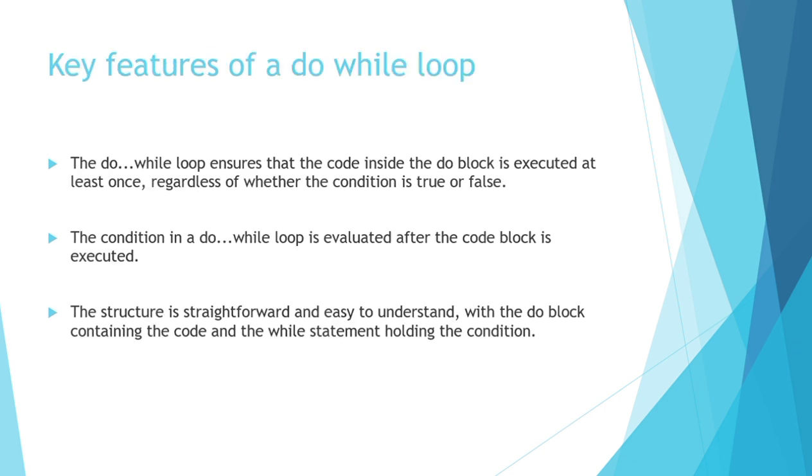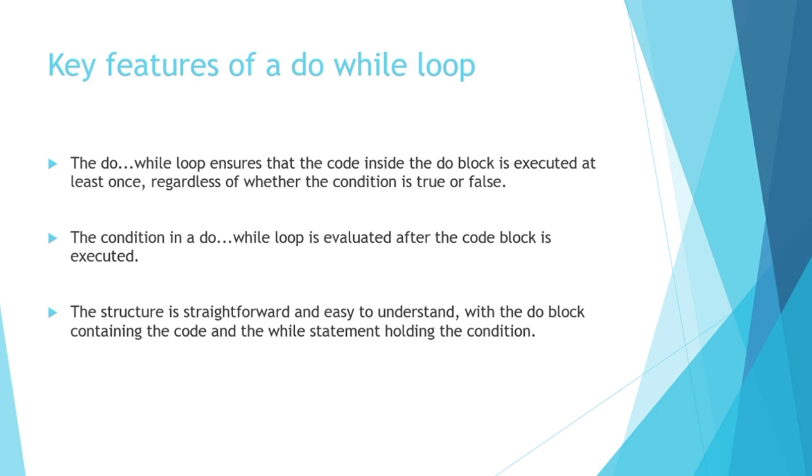The do-while loop has several key features that make it unique among control flow statements. It guarantees that the code block within the loop is executed at least once, regardless of whether the condition is initially true or false. This is because the condition is evaluated only after the code block has executed.